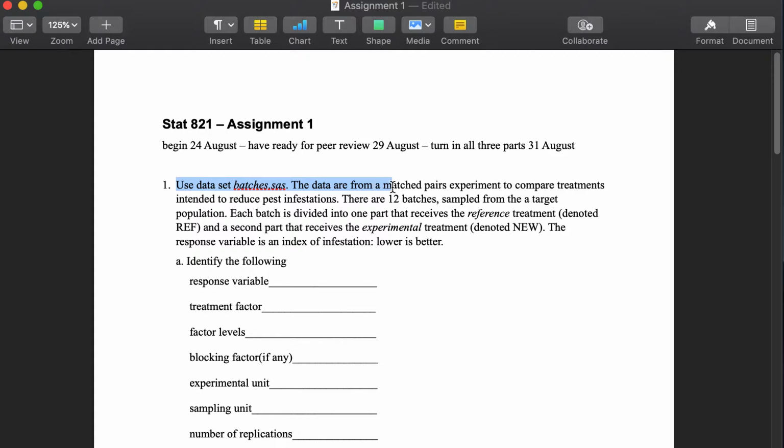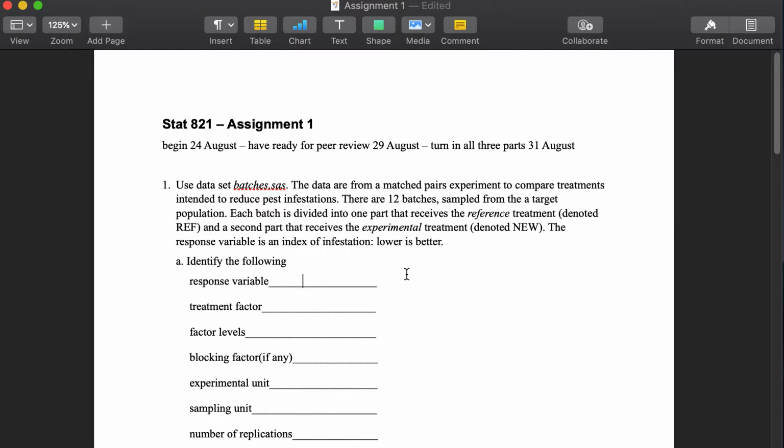The data are from a matched pairs experiment to compare treatments intended to reduce pest infestations. There are 12 batches sampled from a target population. Each batch is divided into one part that receives the reference treatment, denoted ref, and a second part that receives the experimental treatment, denoted new. The response variable is an index of infestation. Lower is better. Identify the following.